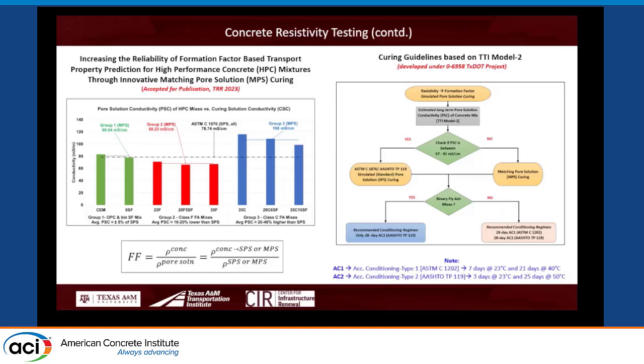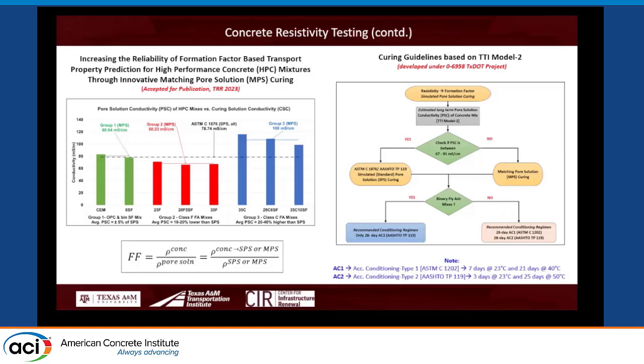If you change this, you need to change this, it cannot be fixed. This is the work we did. Now, class C mix has 30 to 40% higher conductivity than the value assigned by ASTM 1876. We realized that for a class C mix, you cannot use standard pore solution curing. You have to use the average of these three, right?